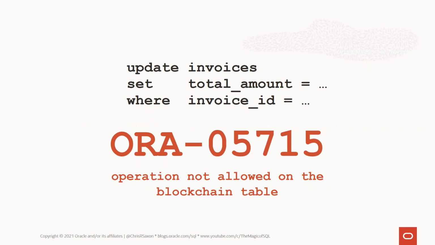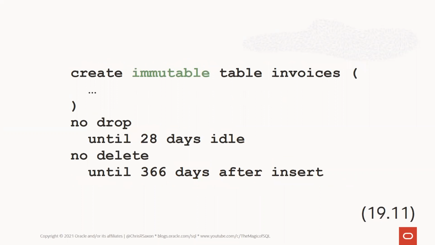We've also added a slight modification to this, immutable tables. So these are very similar, they just say immutable rather than blockchain. Notice we don't have the hashing clause. That's because it's an insert only table. We don't compute the blockchain for it.